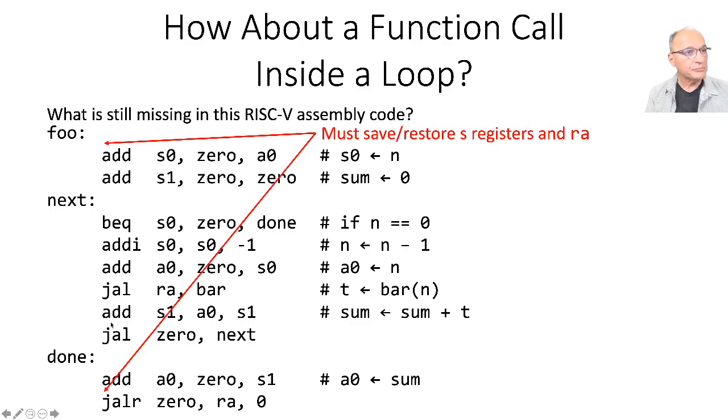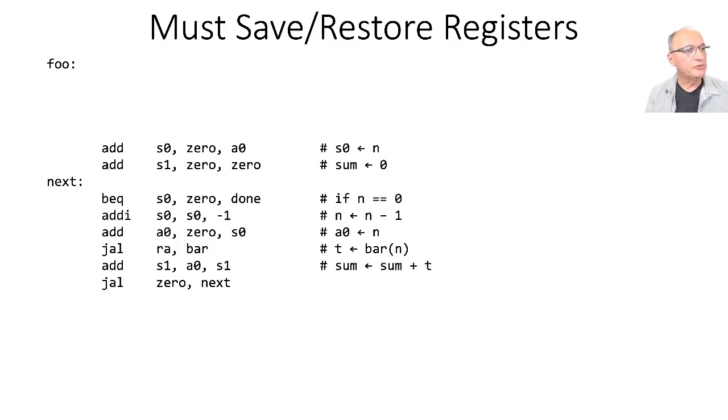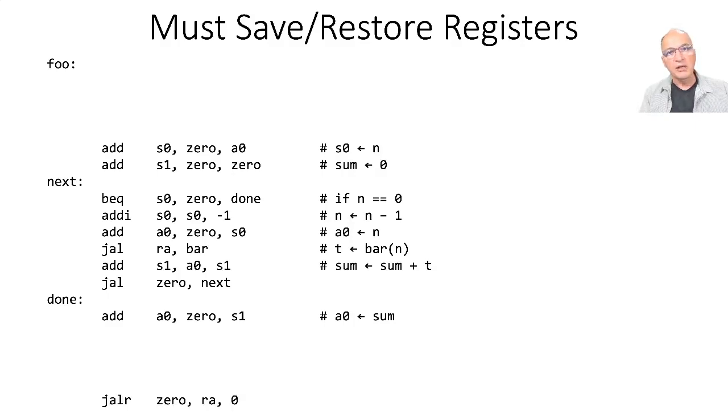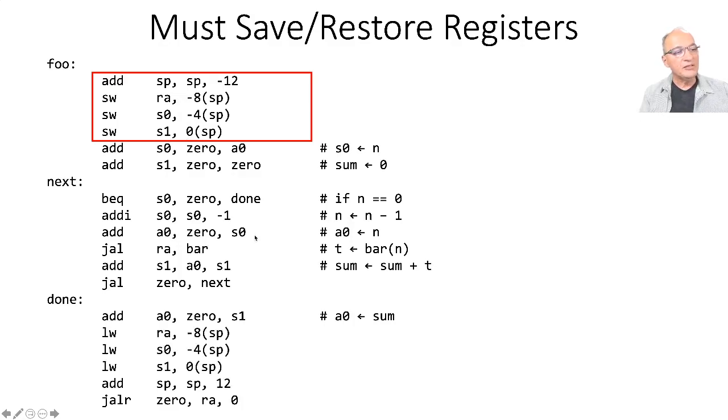Let's look at my final function foo now. So this is the foo that we saw in the previous slide. There is the loop. When I'm done, I'll copy the value of s1, that's my sum, into a0, and I'll return. So the code that's missing here is the code to save the registers RA, S0, and S1. I'll need to subtract 12 from the SP because I need to save 3 registers, and each register occupies 4 bytes, so 3 times 4 is 12. So this is the code to save the values of RA, S0, and S1 so that I can make this code correct.